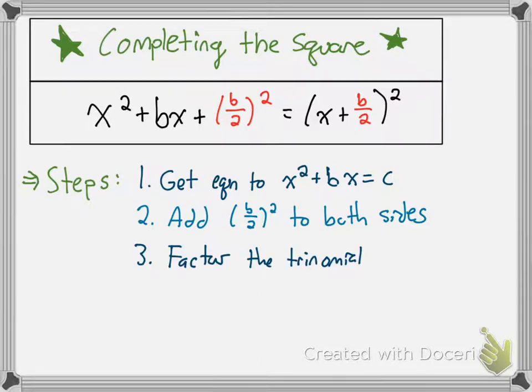Next, you're going to put the trinomial in factored form. So you could think of the trinomial as the equation in standard form, and then you want to put it into factored form, so x plus or minus that number b over 2, squared, in parentheses. And finally, once we do that, we'll be able to take the square root and solve for x. So let's see how these steps would play out in an actual problem.